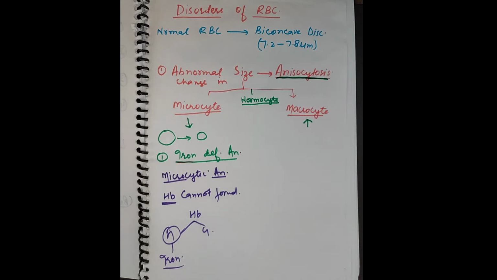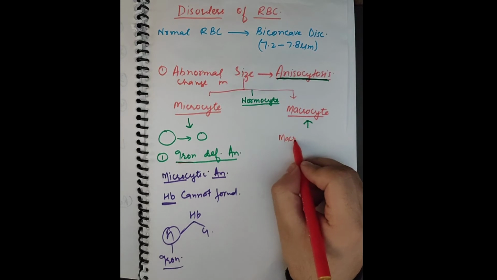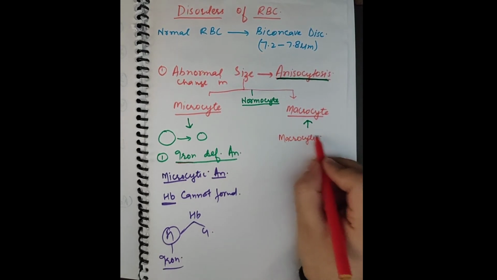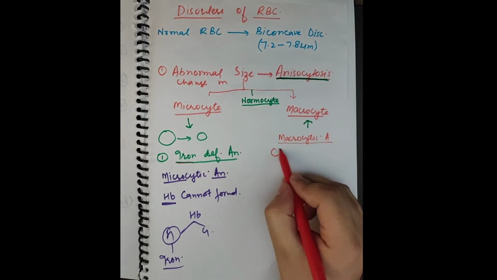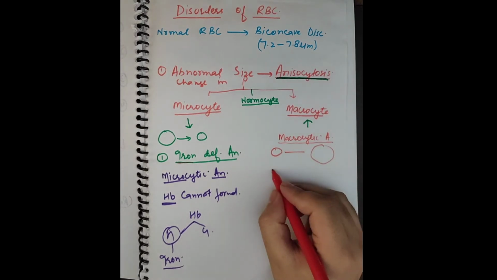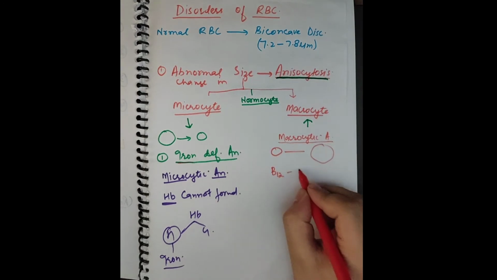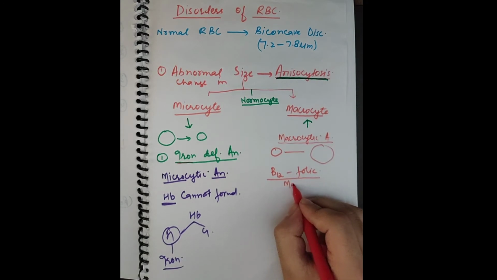The second kind of disorder is whenever the size of the RBC increases. This is known as macrocyte, or macrocytic anemia, because the size of the RBC is very large. If this is a normal RBC, the size will become like this. Why does this happen? If you remember the process of erythropoiesis, I told you vitamin B12 and folic acid are very important for the process of maturation.